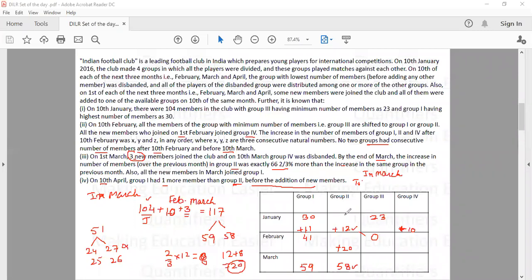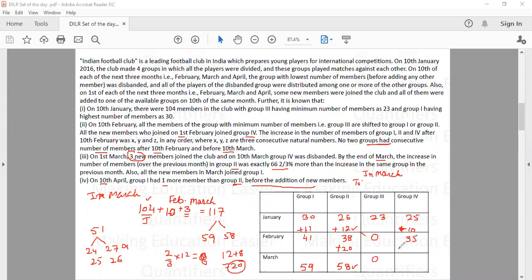Now let us consider 25 and 26. So if I consider that this group has 25 members and this group has 26 members in January, then here the total would be 37 and here the total would be 36. Again, these two are consecutive numbers. But as per the information, no two groups should have the consecutive numbers, right? So this is again not possible. So 25 and 26 is not possible. So that means here it should be 26 and 25. So 26 plus 12 is 38, and 38 plus 20 is 58. That is good. So 25 plus 10 is 35.